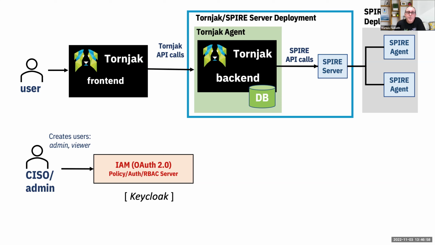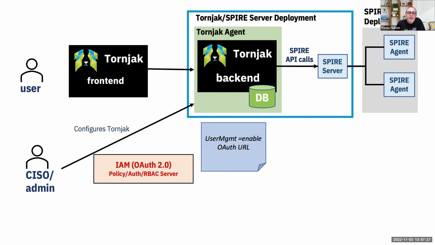And in fact, we are doing some experiments right now with Amazon and Azure Active Directory to prove that the integration should work. So how is it done? The CISO or admin sets up the realm for Tornjak and populates it with some user IDs that would be used for this experiment, using two roles, a role for the admin and for the viewer. Then the admin needs to configure the Tornjak backend just by simply enabling the user management and pointing it at the specific IAM.